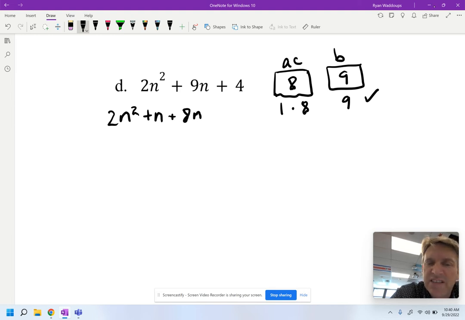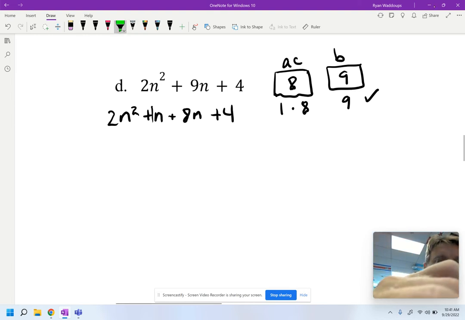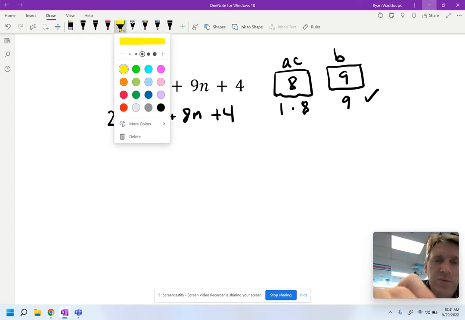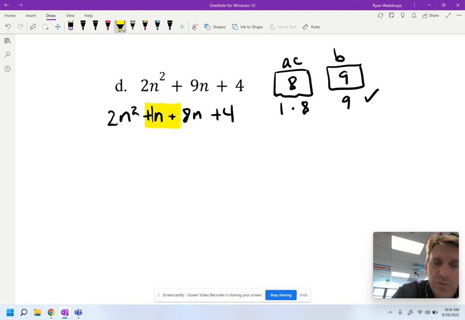So plus n is the same as plus 1n, if you like to have that 1 there. Plus 1n plus 8n plus 4. I'd just like to highlight the fact that I'm rewriting this exactly the same, but just separating those two terms. 1n plus 8n is plus 9n. So now I can factor by grouping.